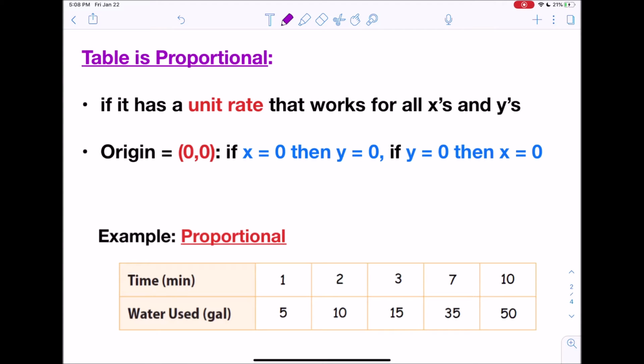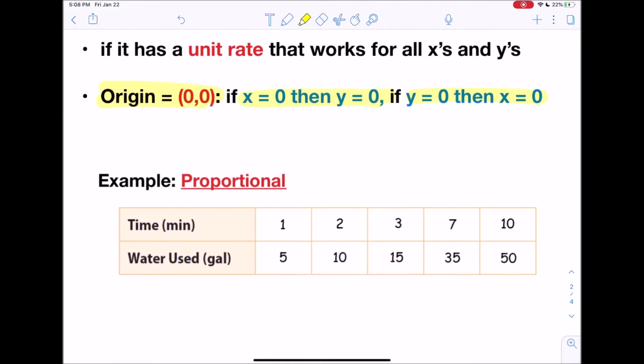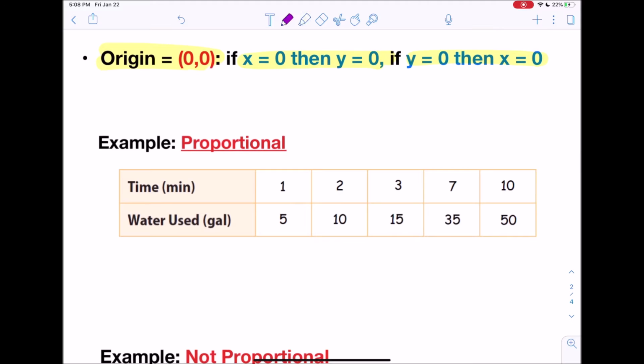And the other thing that you need in a table to make sure that it's proportional is that once again, the origin needs to be 0, 0. If x is 0, then y is 0. If y is 0, then x is 0. So let's take a look at two examples. The first example is proportional. Okay, so let's take a look.